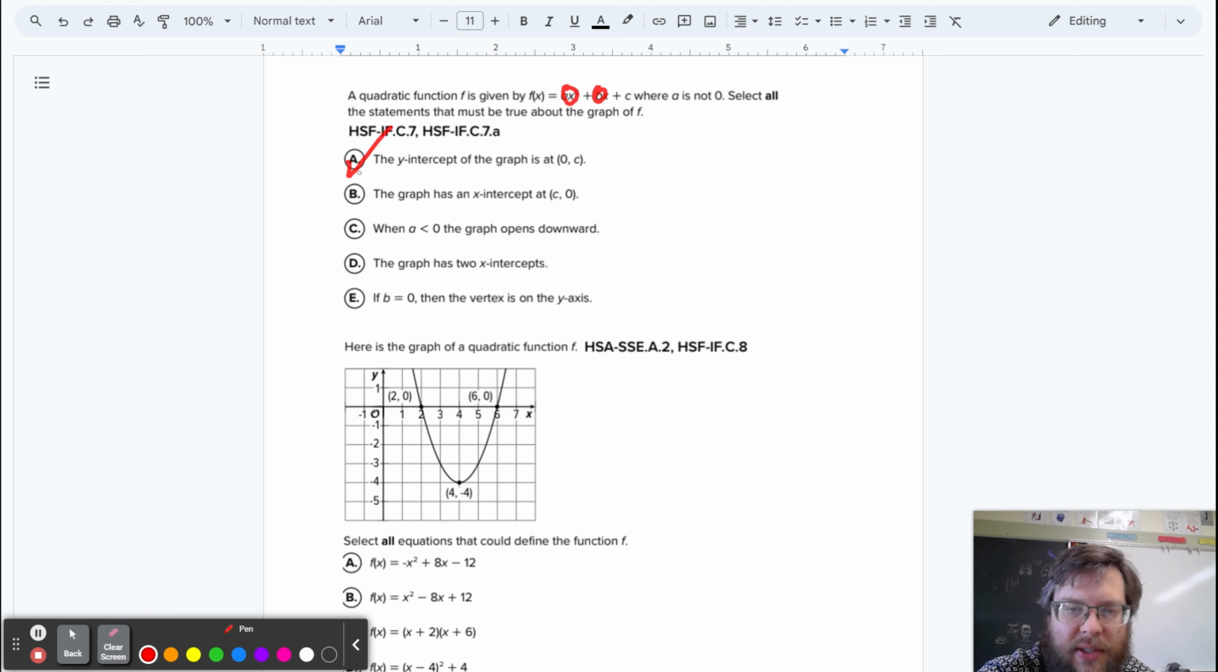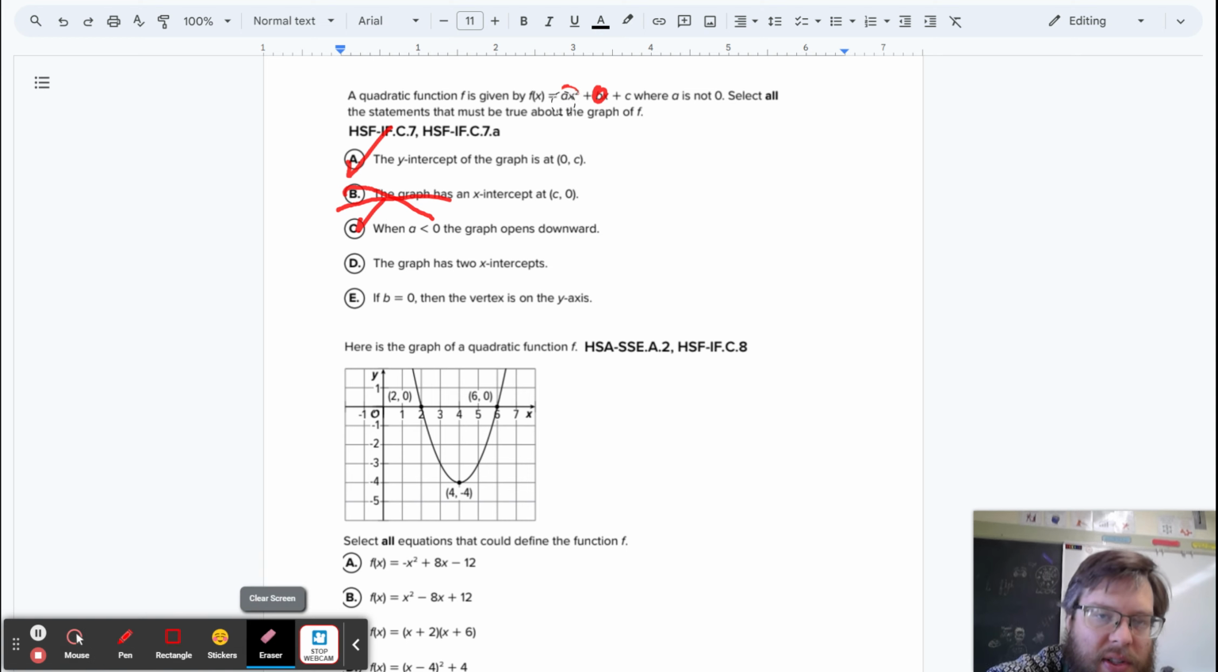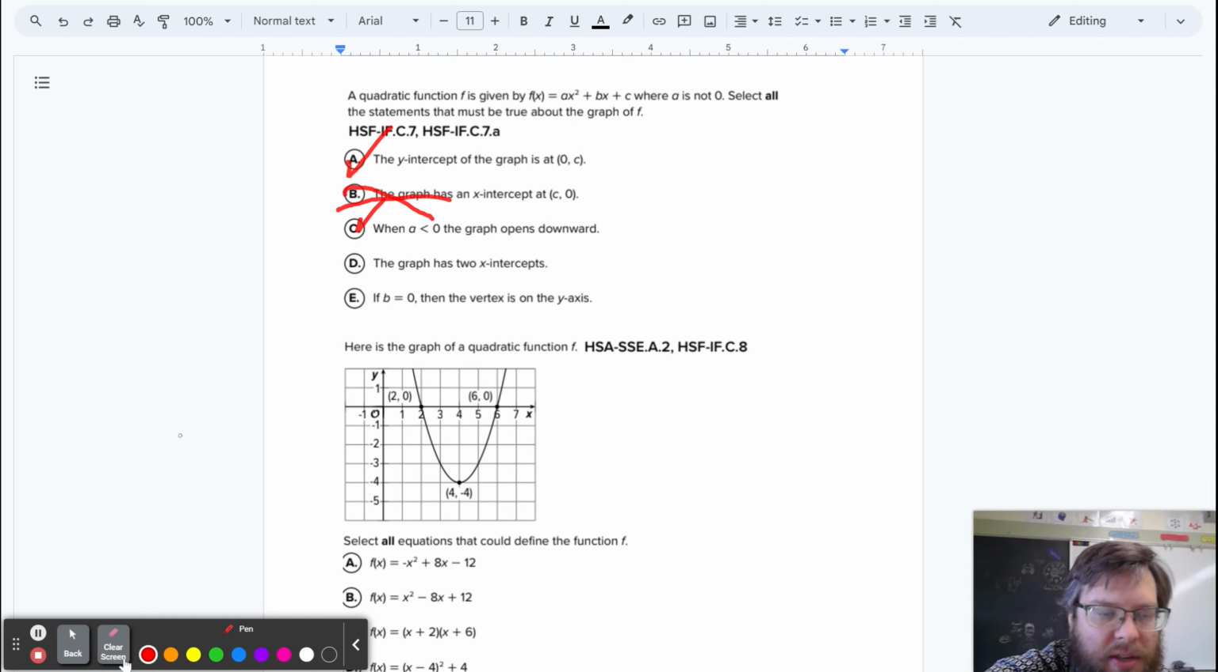The graph has an x-intercept at c comma 0. That is not true. I haven't even taught you how to do x-intercepts from standard form. When a is negative, the graph opens downward. That is absolutely true. Anytime a has been negative, it's opened downward. The graph has 2 x-intercepts. That's not necessarily true. We've seen some graphs that hit it twice, some graphs that hit it once, once, twice, or 0 times.